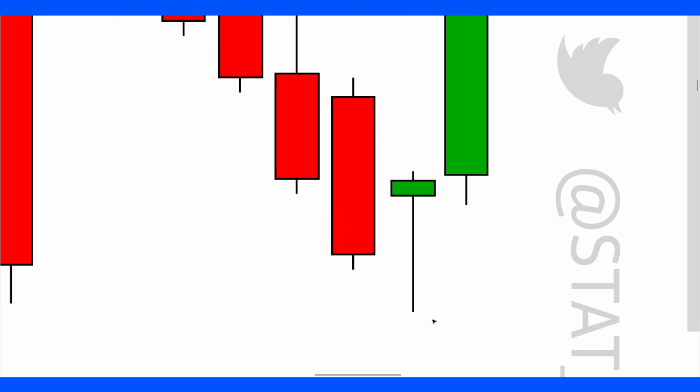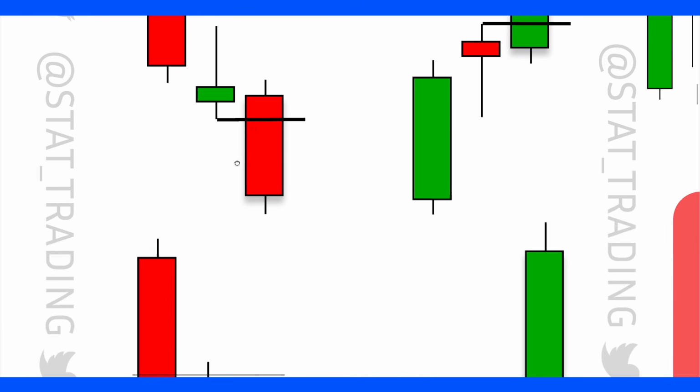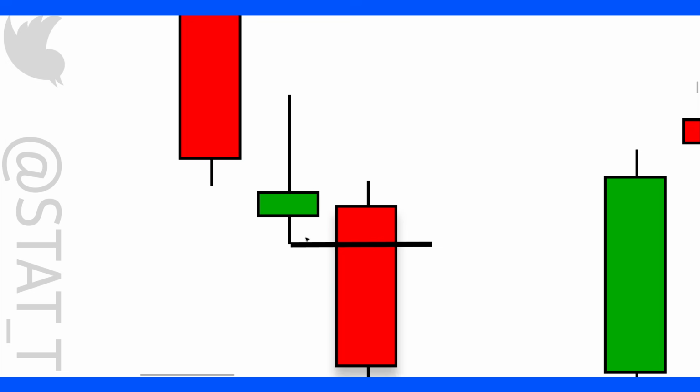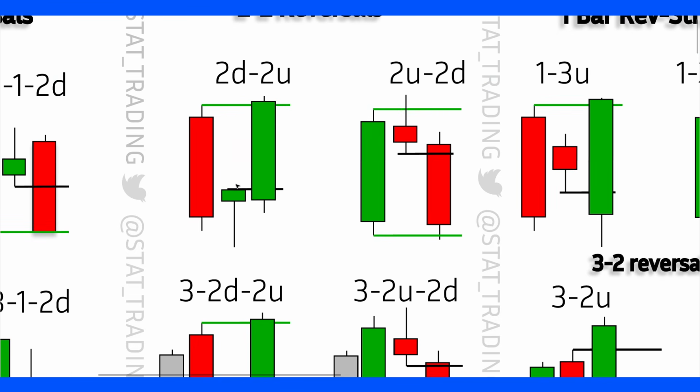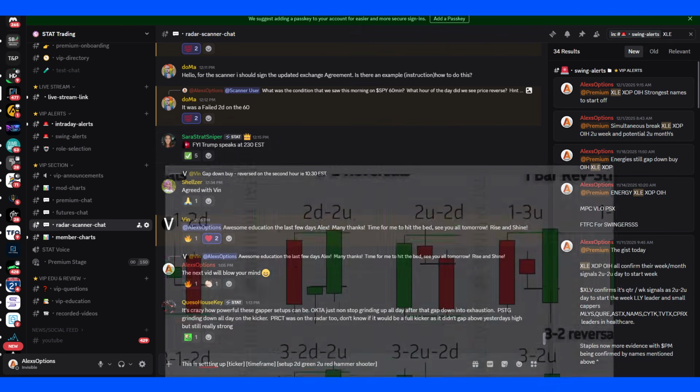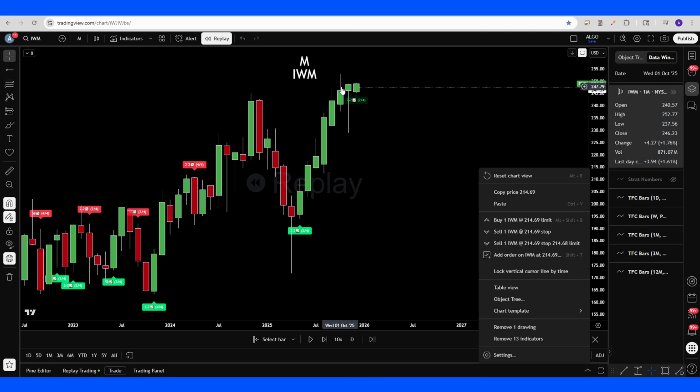So like this here, this looks like a hammer because your hands would go down here and then that's the top of the hammer, right? A shooter is the opposite of that. Long upper wick, small little head here. That's a shooter. It's like an upside down hammer. So we like adding those in with our 2-2 reversals because they increase the win rate. You can see a hammer here on the IBM, boom. Hammer here on the IBM. We'll see if it can go.